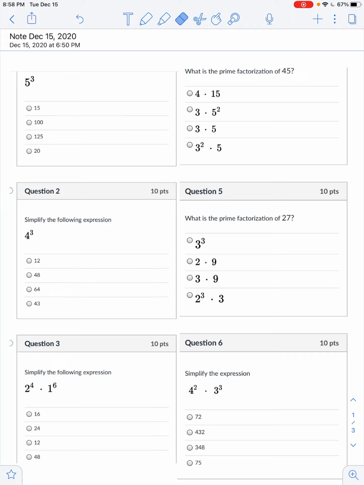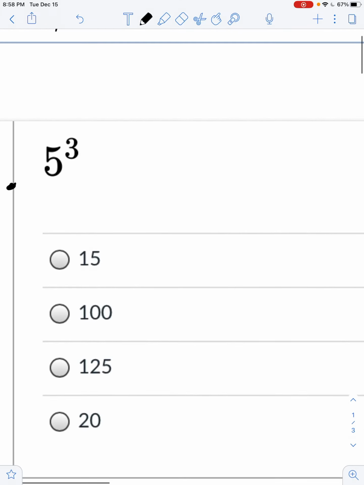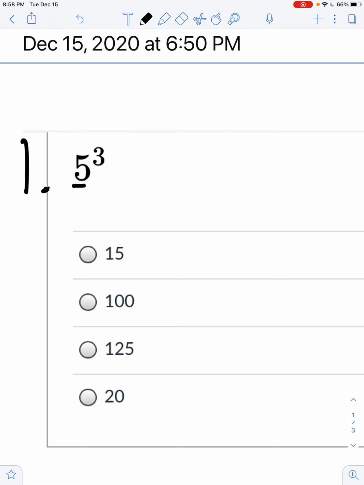So let's start off with question number one. Question number one is this one that you see right here. It's the first one, so 5 to the power of 3. Now, 5, that's going to be your base number. So what that means is this is going to be the number that's being multiplied. 3 is your exponent, so that tells you how many times you have to multiply your base. So I have my base of 5, and it says to multiply it 3 times.